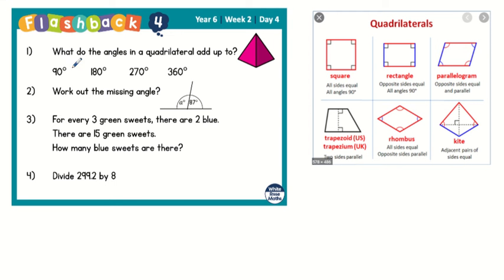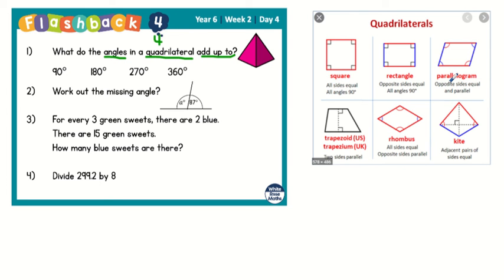Okay, let's have a look then at today's flashback. Question number 1. What do the angles in a quadrilateral add up to? Well, I know quad means 4, so that's just reminded me that I'm thinking about 4-sided shapes. I've put some 4-sided shapes over here on the right hand side so that you can refresh your memory of the shapes I'm talking about. For example, a square is a 4-sided shape, a rectangle, a parallelogram, a rhombus, and a kite.